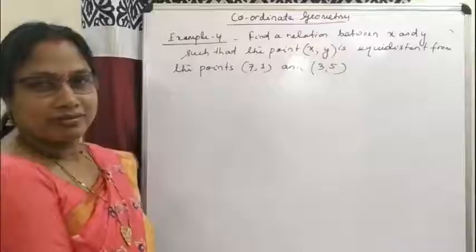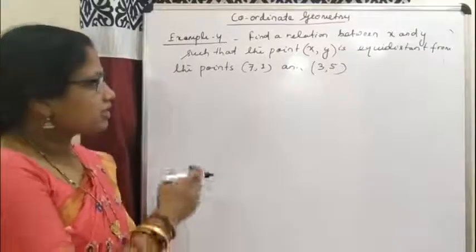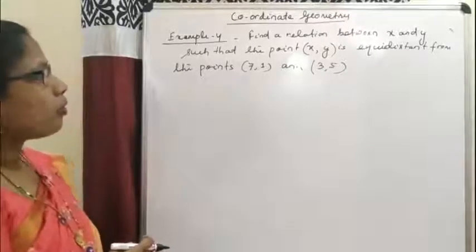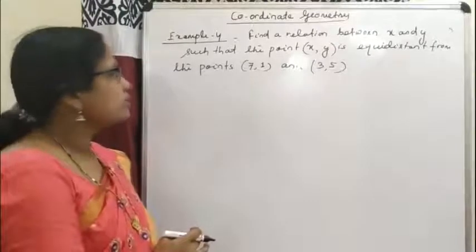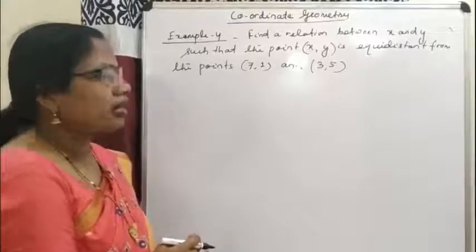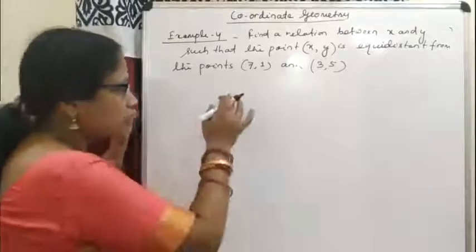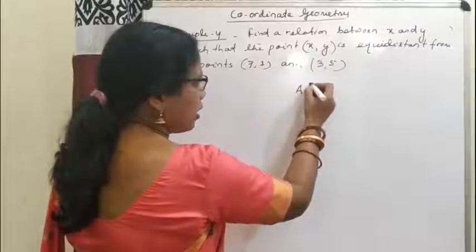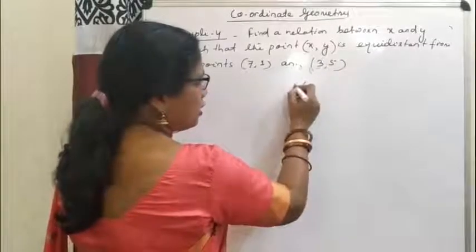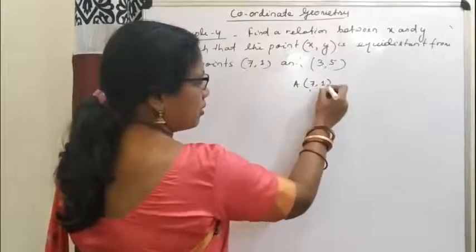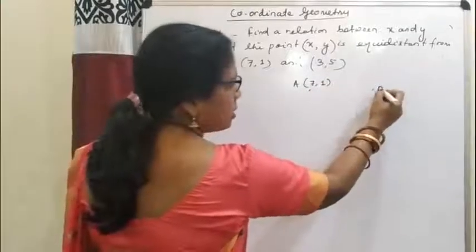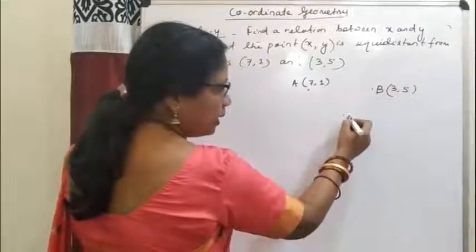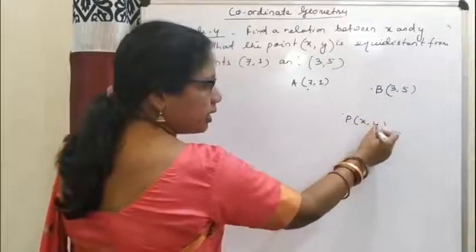So this is 2. Next example. Find a relation between x and y such that the point (x, y) is equidistant from the points (7, 1) and (3, 5). First we will name these points. Here A is a point having coordinates (7, 1), and B is a point having coordinates (3, 5). Let P be a point having coordinates (x, y).